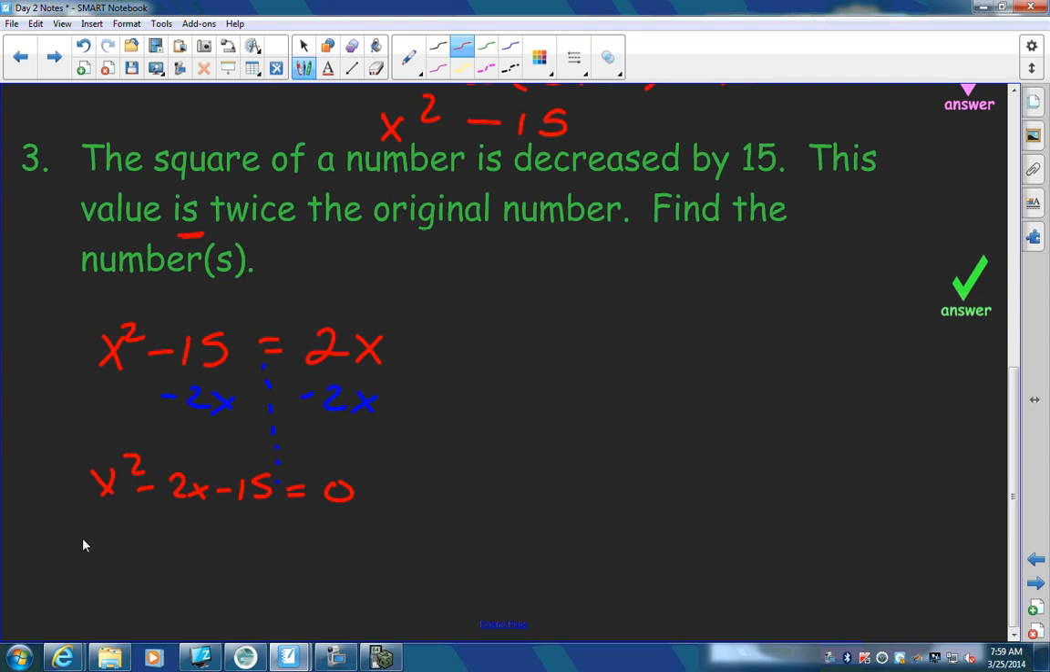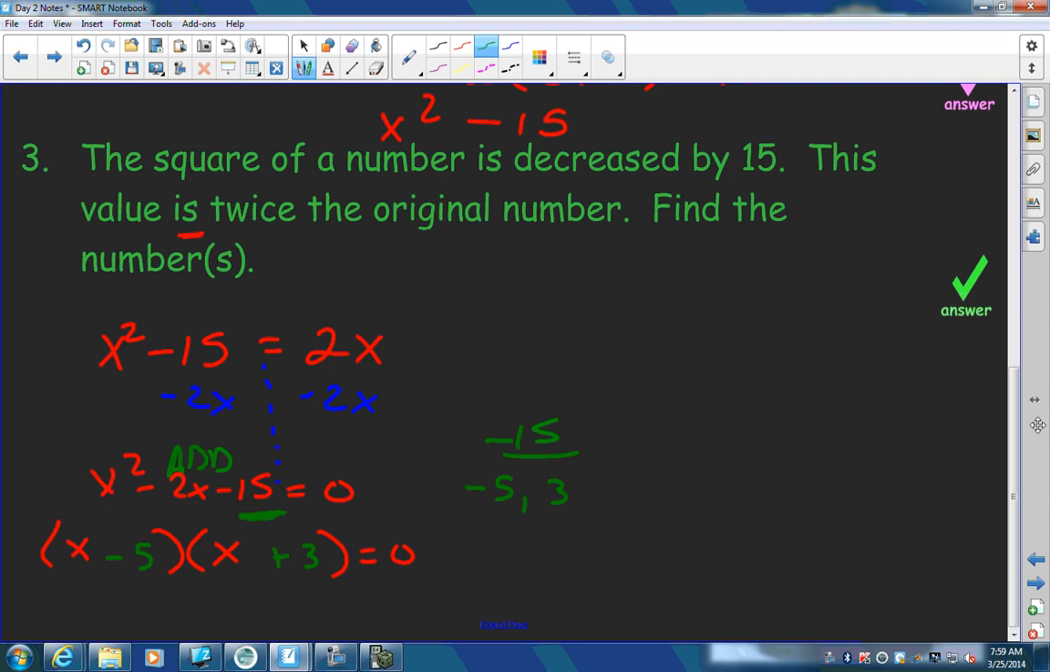So now when I go to factor, I split up x squared as x and x. I need the factors of negative 15 that add up to give me what? They need to add to give me negative 2. When you look those up, you're going to get negative 5 and positive 3. So I have x minus 5 and x plus 3.